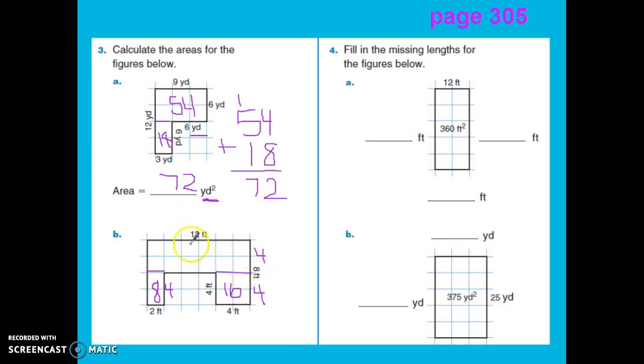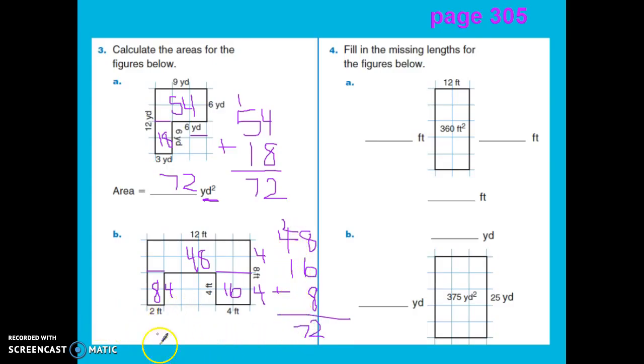So this rectangle up top, this larger one here, is going to be 12 for my base times 4 for my height. So 4 times 12 is 48. To find my total area now, I have to add all of those together. So 48 plus 16 plus 8. Add. 8 plus 8 is 16, and 6 more is 22. Carry the 2. 2 plus 4 is 6, plus 1 is 7.